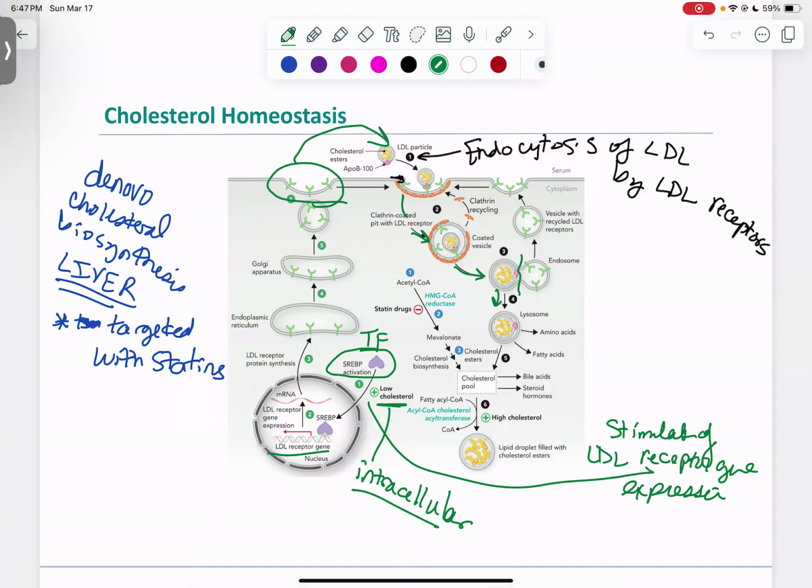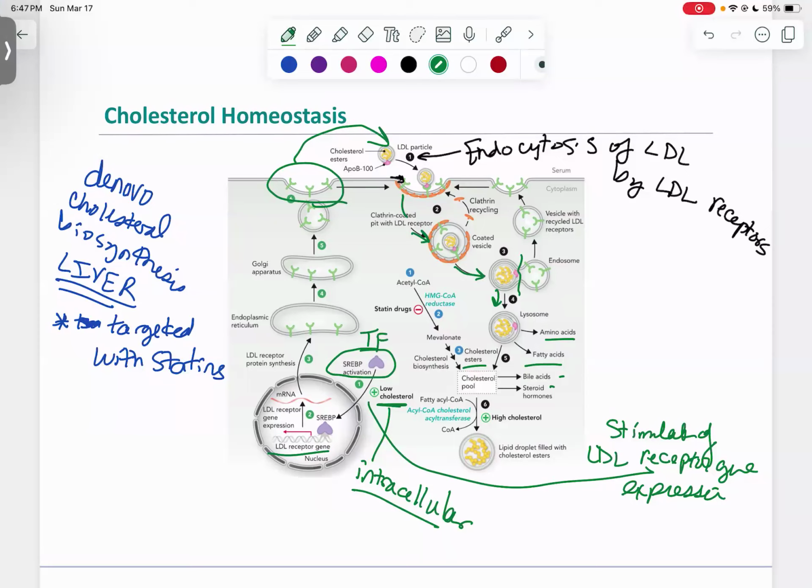And so it kind of depends on what you need, what you're going to make. You might use it to make some amino acids. You might use it to make fatty acids. You might use it in those cholesterol esters to break those down and then contribute to the cholesterol pool, so we can go make more bile acids, we can go make more steroid hormones, we can go and do whatever it is that we need to do.